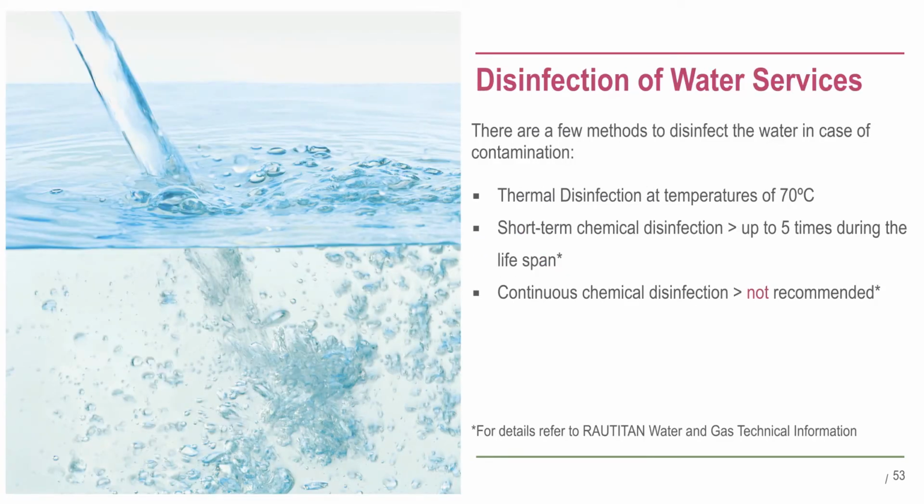Under certain circumstances, short-term disinfection of water pipes is required to kill off germs and bacteria, such as Legionella. One method to achieve this is thermal disinfection, by temporarily running water at 70 degrees C through the pipes. Another method is chemical disinfection. More information is available in the Rautitan technical information. It is important to note that continuous disinfection is not recommended. Always check with Rehau when you plan to chemically disinfect the pipe.